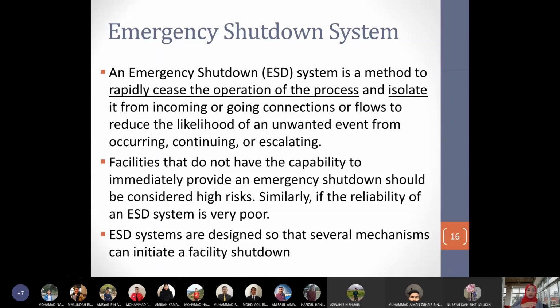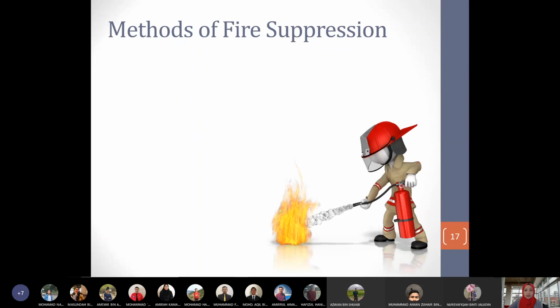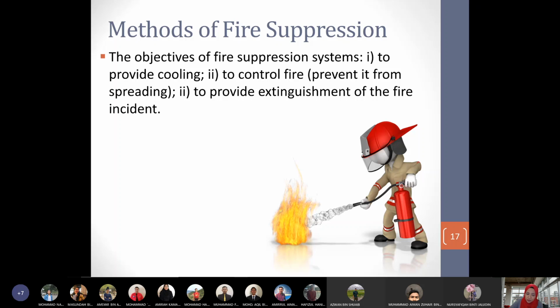An ESD system must be designed so that several mechanisms can initiate a facility shutdown. So this is a must. Okay, so now let's look at what are the methods of fire suppression that are available. The objective of a fire suppression system is, first of all, you want to provide some cooling. So once there's cooling, you can control the fire or prevent it from spreading, and then extinguish the fire incident.